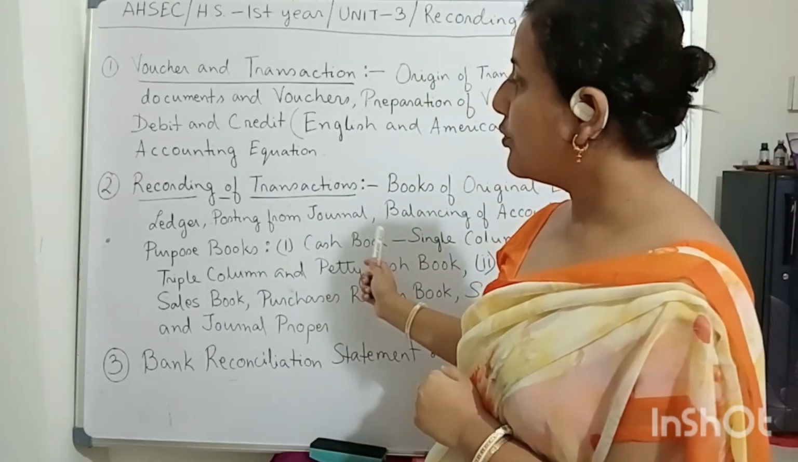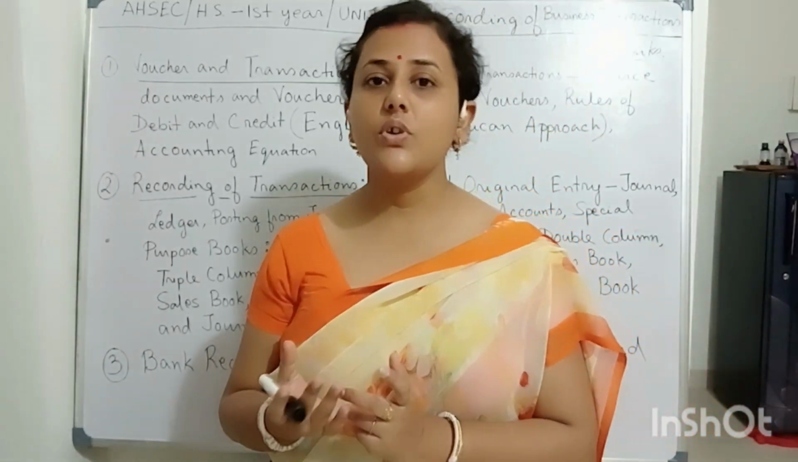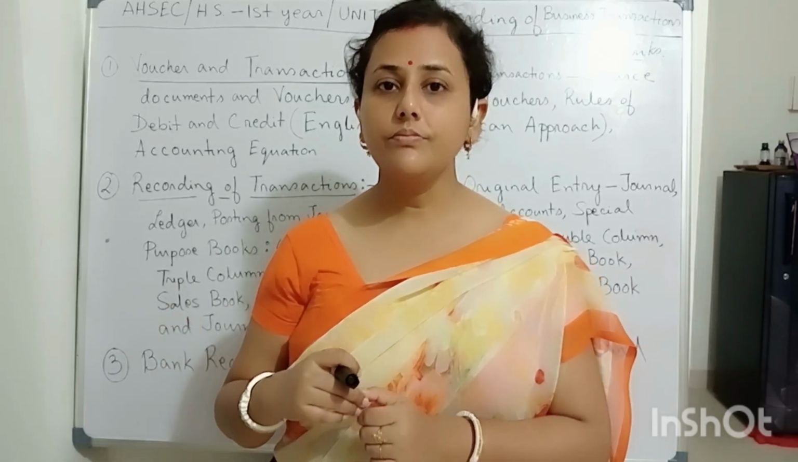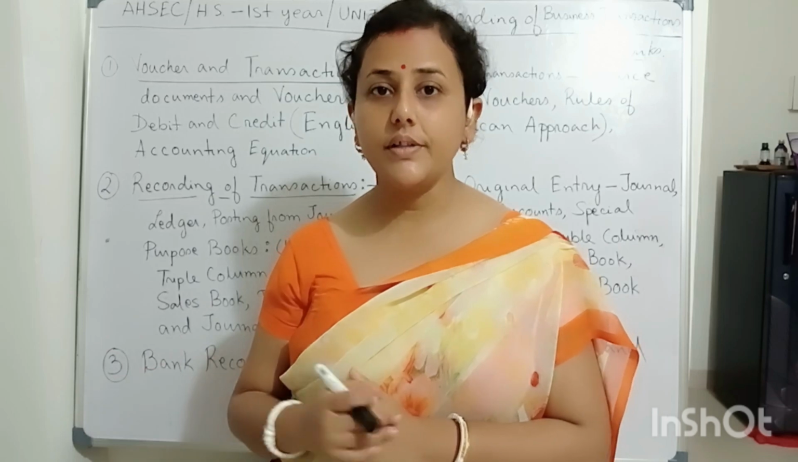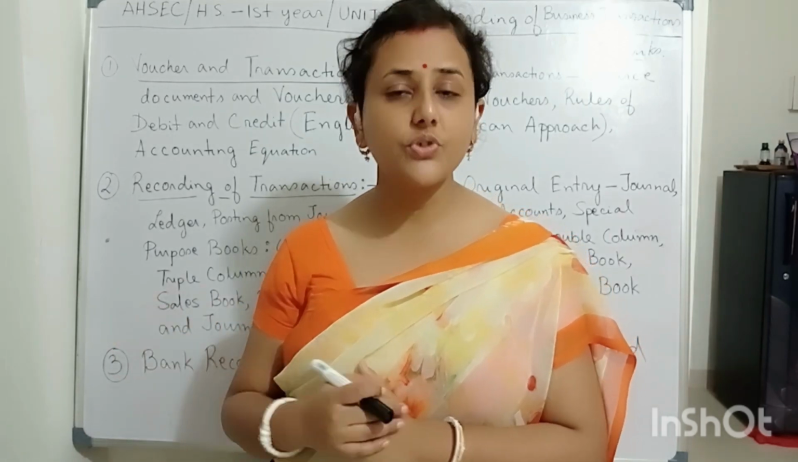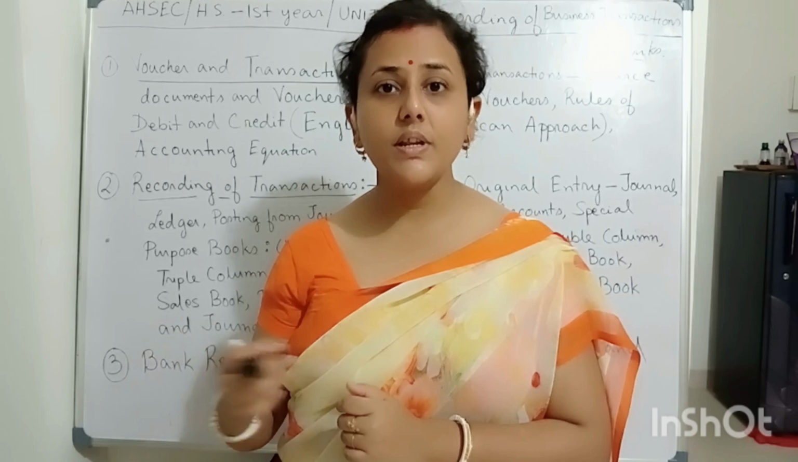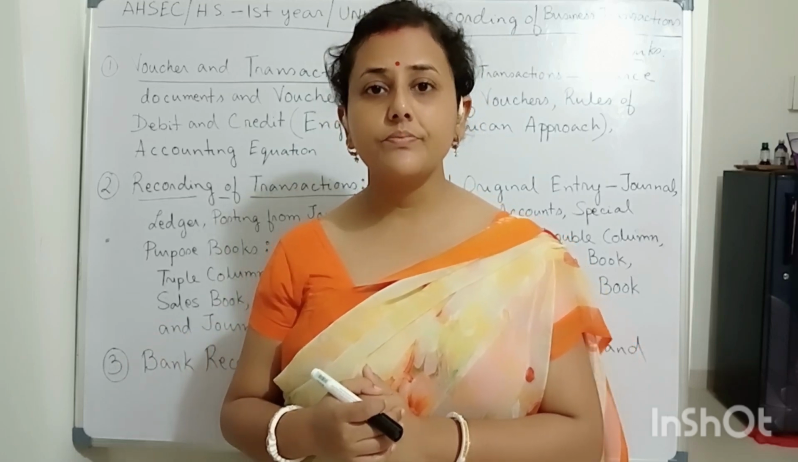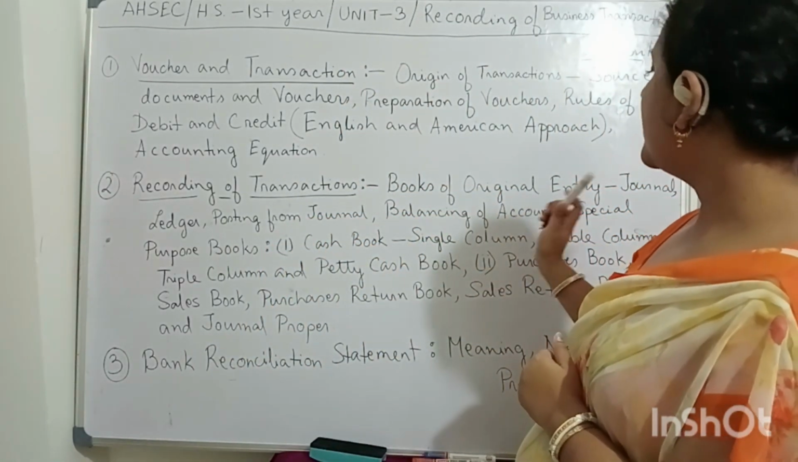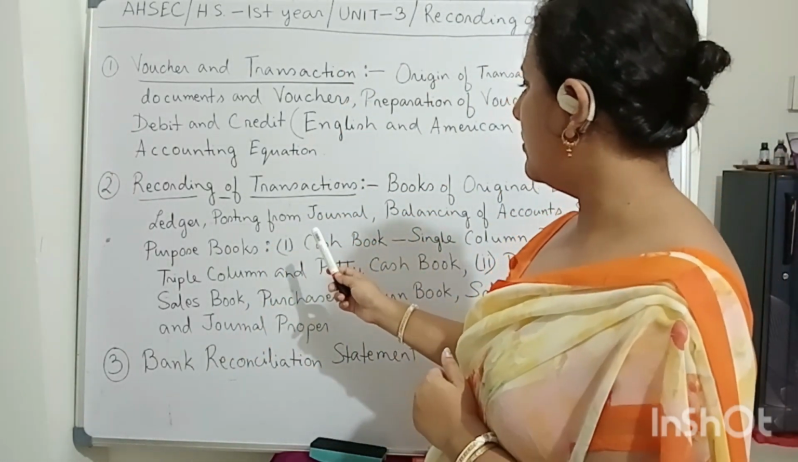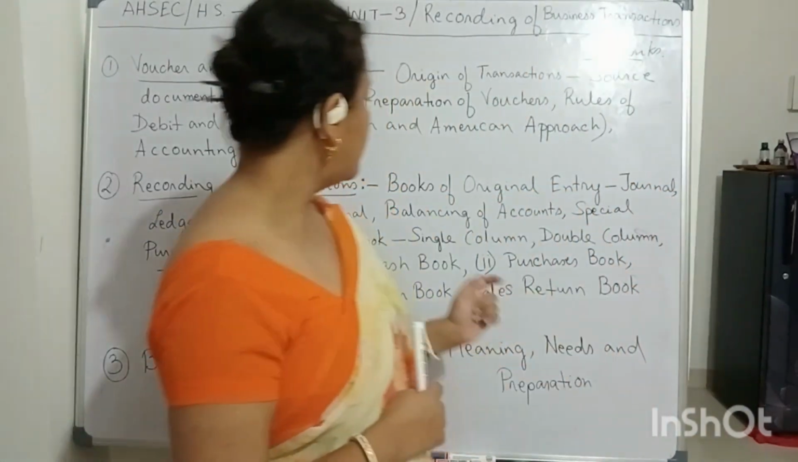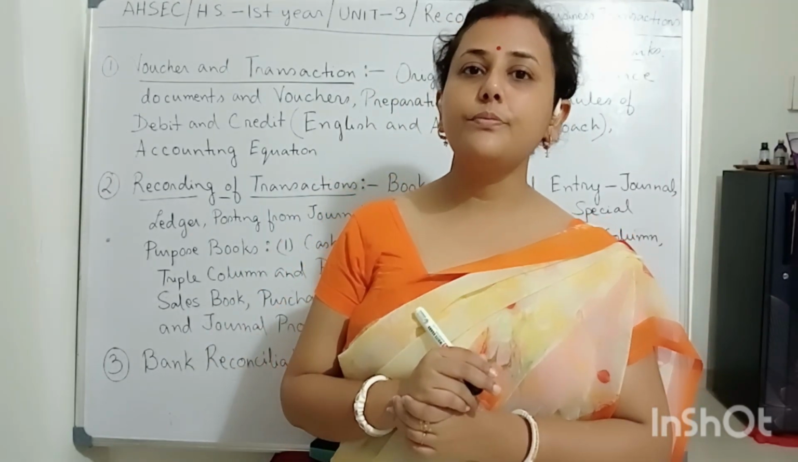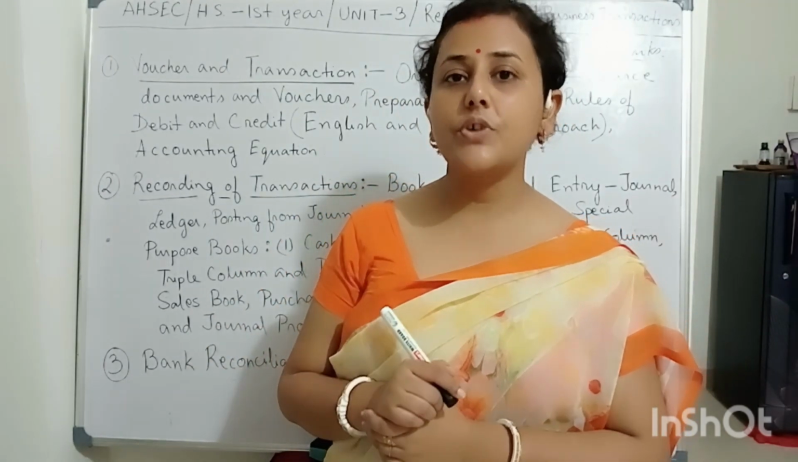Now what is the second point? Recording of transactions. As we all know, voucher is the source document. From the source document, the accountant records the transaction in the journal. Then from journal, ledger posting is done, trial balance is prepared, trading account, profit and loss account, balance sheet is prepared. So see here, books of original entry, journal, ledger, posting from journal. Then you see balancing of accounts. So ledger posting you have to do, and you have to know how to prepare trial balance.